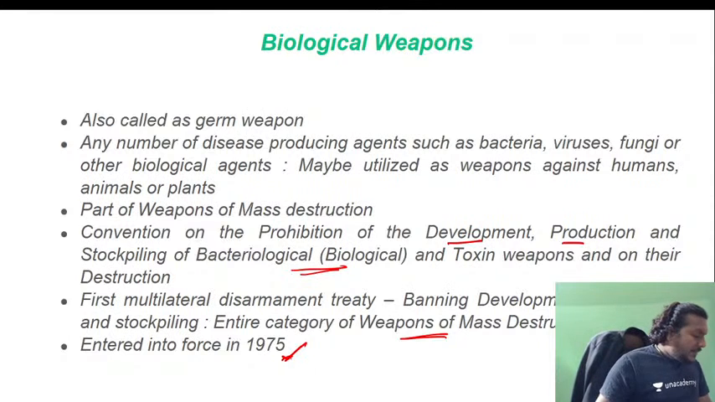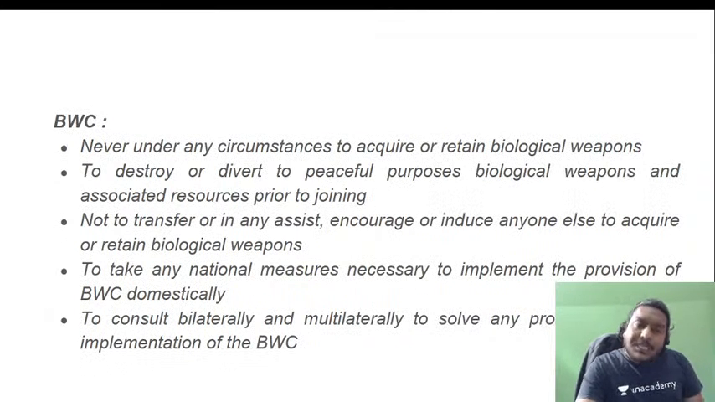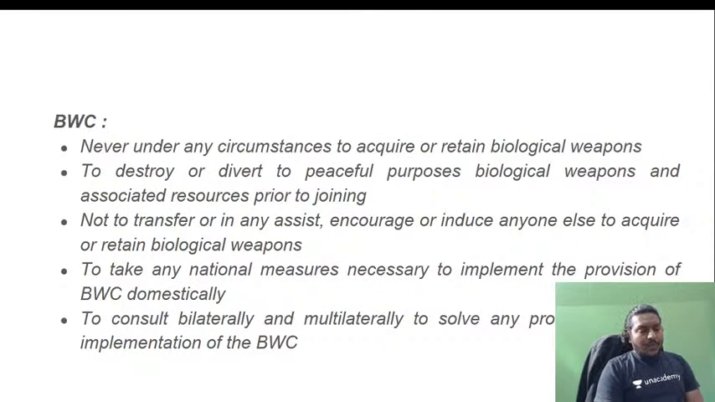For example, people are saying coronavirus could be a biological weapon. Yes, I'm not denying that. Yes, it could be. Again, it's not 100%. It could be or it may not be. Then what we have is the Biological Weapons Convention.